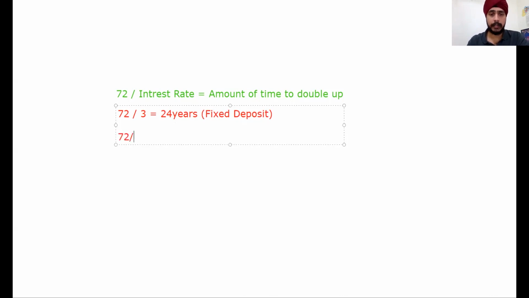72 divided by, let's just say 6%. This is what your EPF, your Provident Fund, will give you on an average. I know it was a bit lower last year, but the years before were about 6%. So let's just keep 6, okay? So 72 divided by 6 is about 12 years. Yep, 12 years. And this would be your Provident Fund. So again, if you've kept 10,000 in your Provident Fund, in 12 years it will become 20,000. So simple, so far so good.